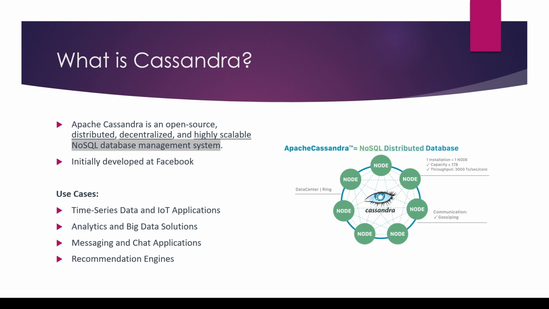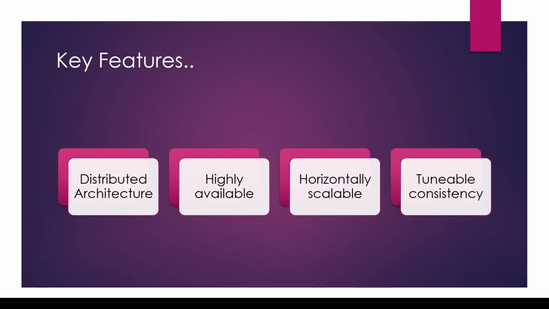Moving on to key features of Cassandra. Cassandra is a distributed and decentralized data store or database management system. Distributed means that Cassandra is capable of running on multiple machines. It can scale to millions of nodes. For the user or for the client applications, it will look like a single system, but under the hood, there are multiple machines running the Cassandra cluster.